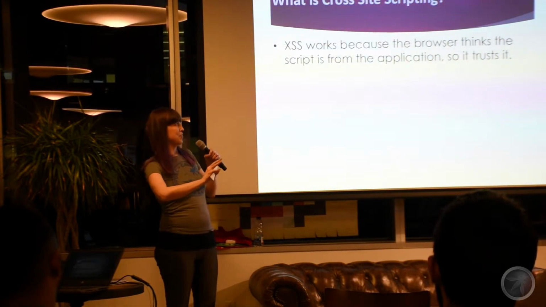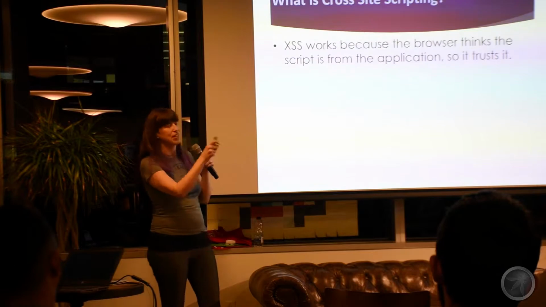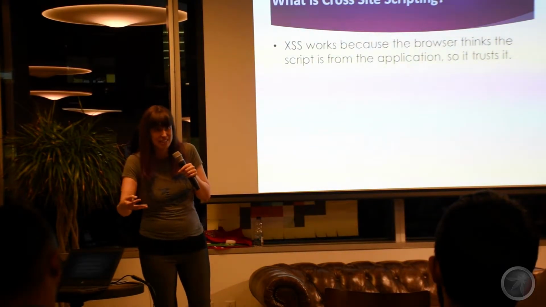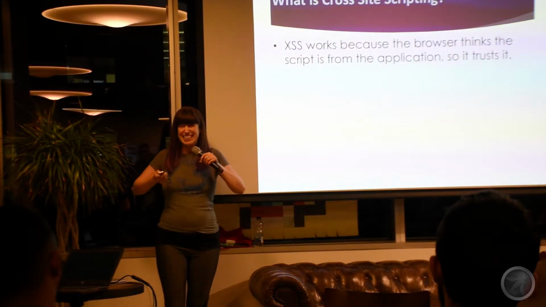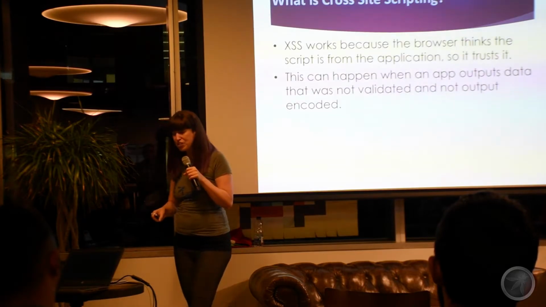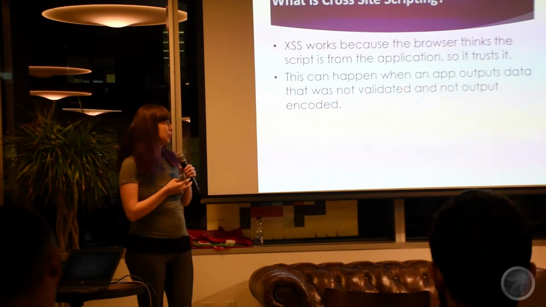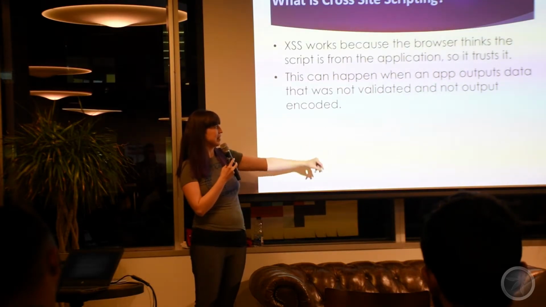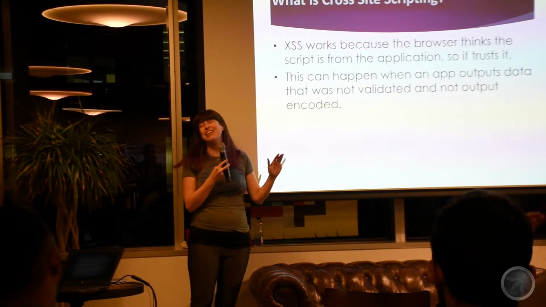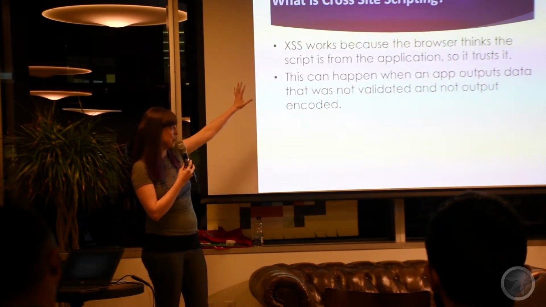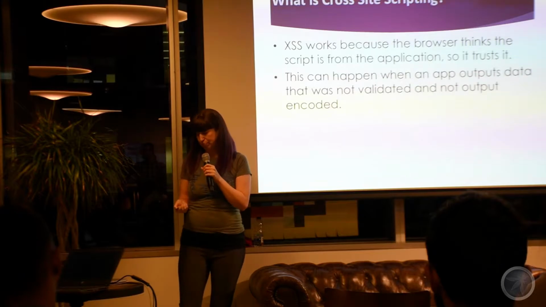So the reason why cross-site scripting works is because the browser thinks the script is from your application and then it trusts it and it does it, right? So that's the problem. If it knew not to trust it, it wouldn't do it. So this happens when an app uses data that was not cleansed or validated and sanitized, and then it doesn't encode the output. It goes to the screen, it goes into your browser, and badness happens.